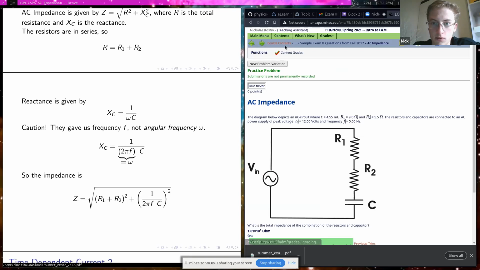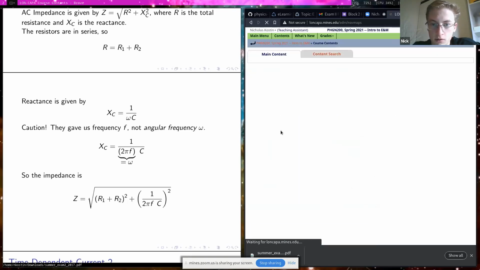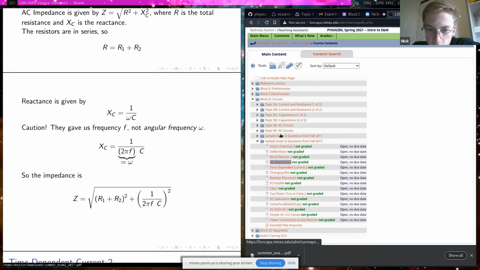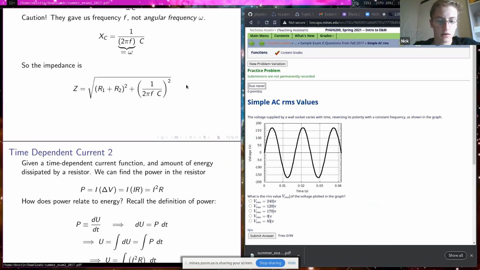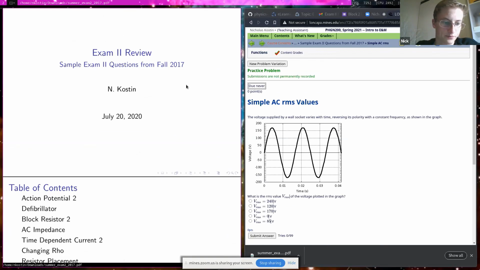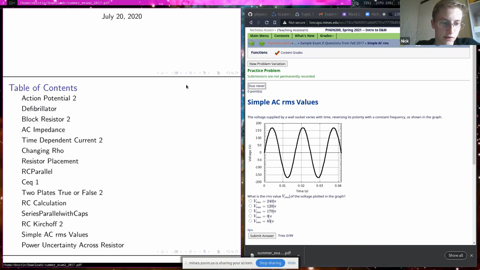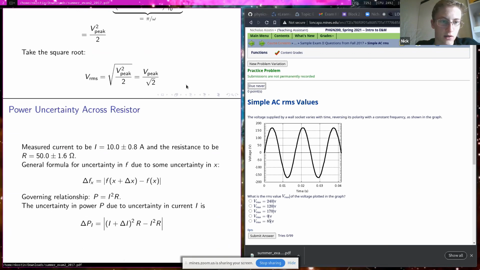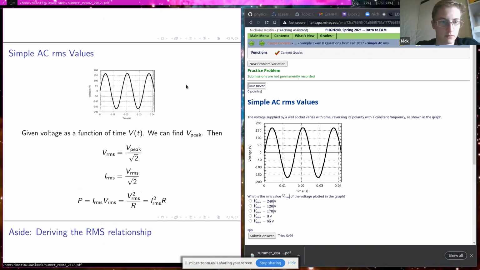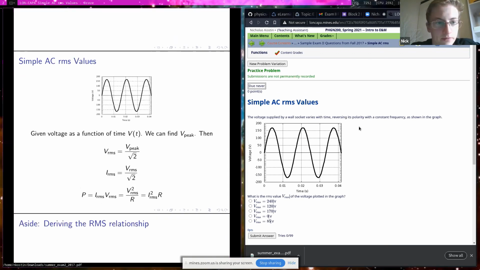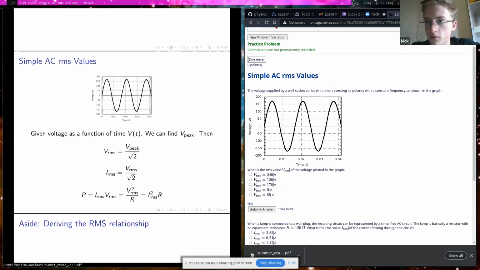And still in the 2017 exam, the other question that pertained to AC stuff was the simple AC RMS values. The nice thing about AC questions is that they're typically not too terribly difficult. So let's pull this problem up in the slides and do this problem. Let's zoom in also so you can read it.